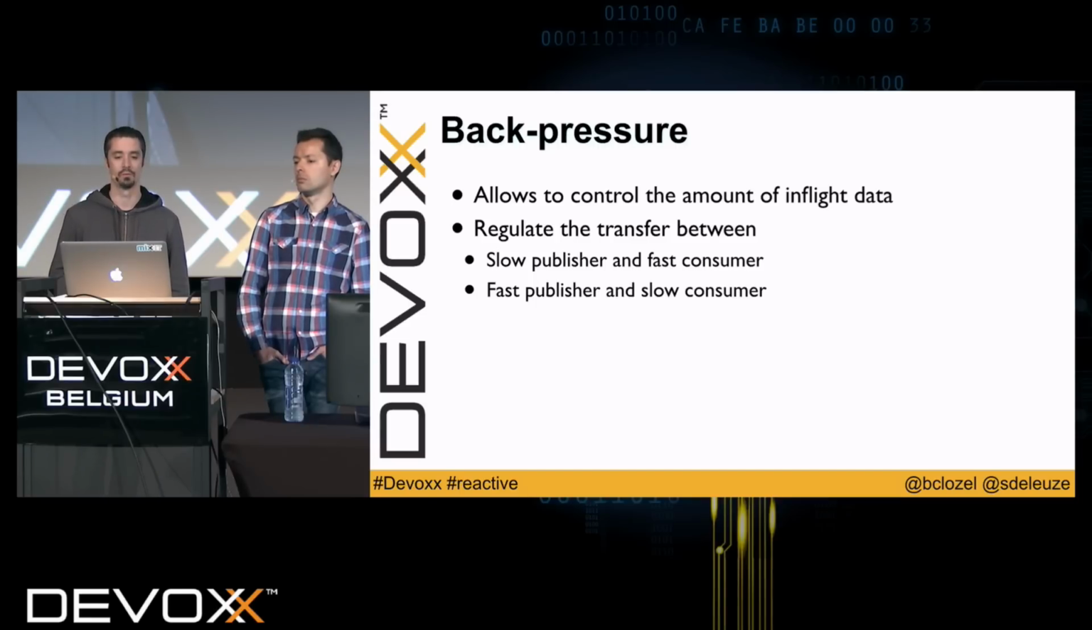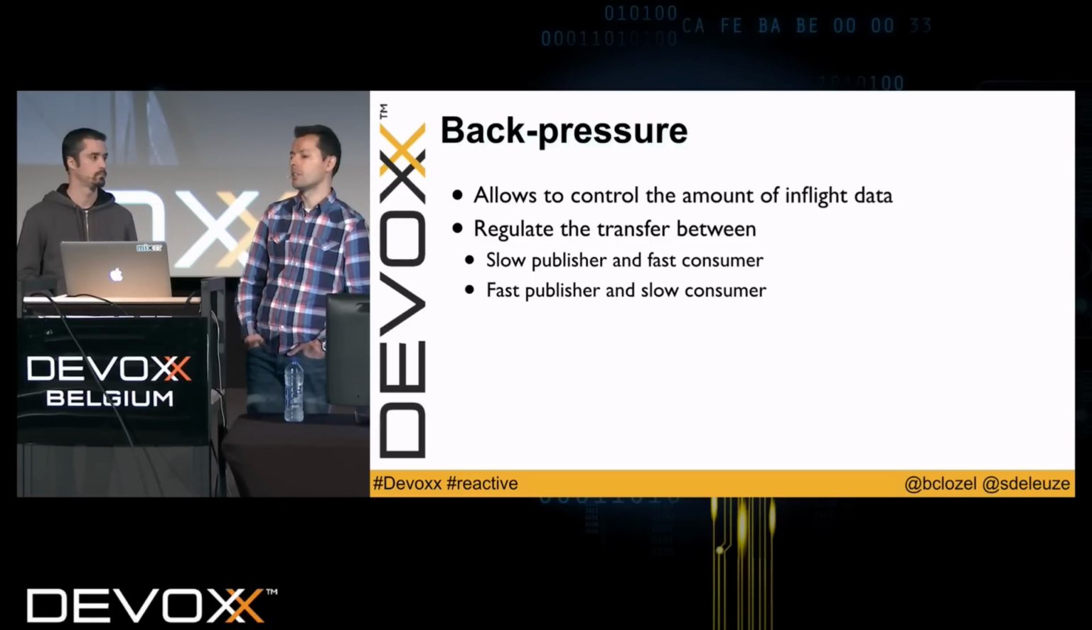So to summarize, back pressure allows you to control the amount of in-flight data between a publisher and a subscriber. It allows you to regulate the transfer between a slow publisher and a fast consumer, or a fast publisher and a slow consumer. Yeah, that one is important as well.